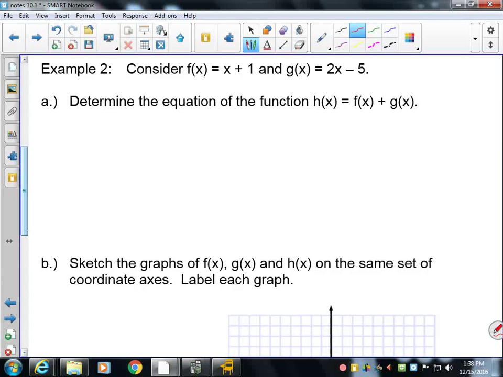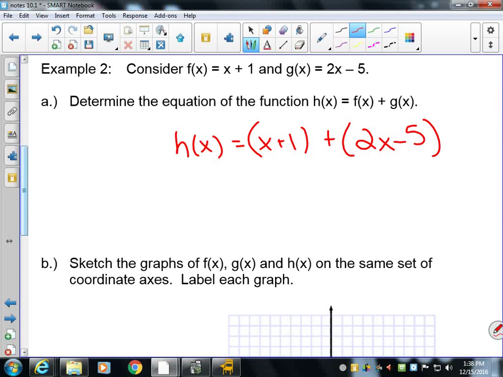So we get h of x is equal to x plus 1 plus 2x minus 5, right? f of x plus g of x. Some people would skip that above step and just add them, right? Like Dylan was here. So we get 3x minus 4, okay?